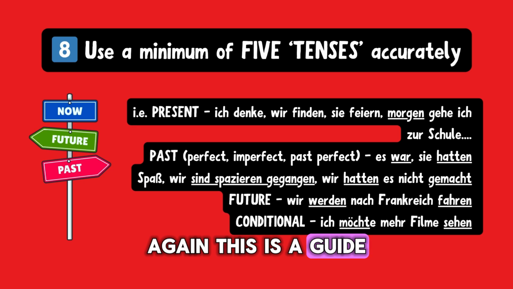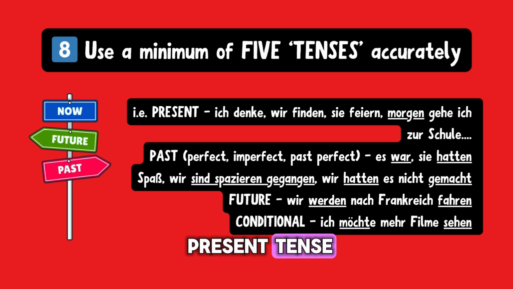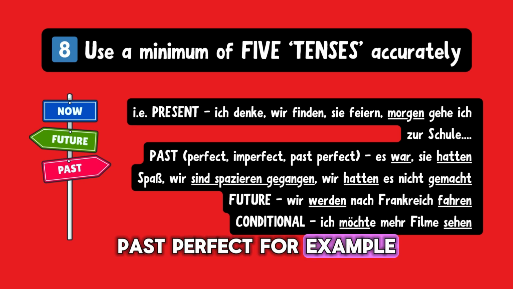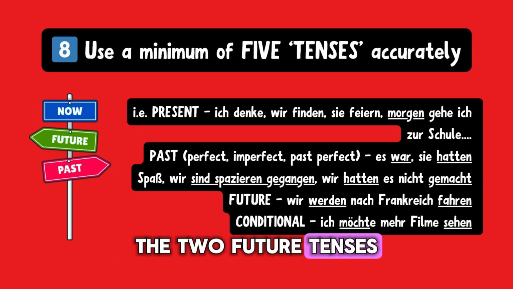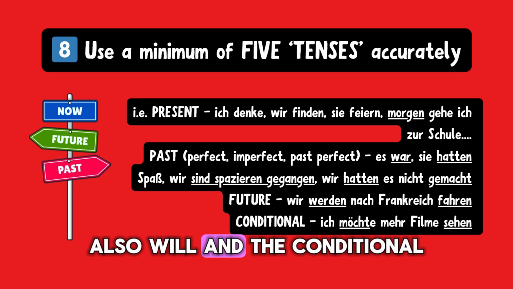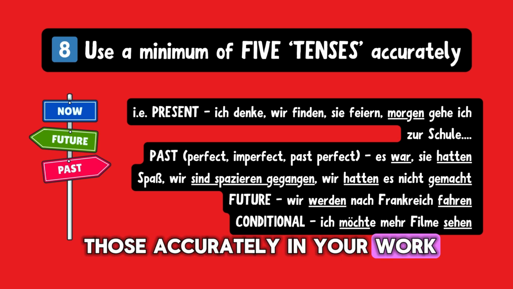Again, this is a guide, but if you can, try and incorporate 5 tenses. So you can use the present tense, you can use the past tenses, as in perfect, imperfect, past perfect, for example. The 2 future tenses, so using the present tense with a future time phrase, also will and the conditional. Use a variety of those accurately in your work.